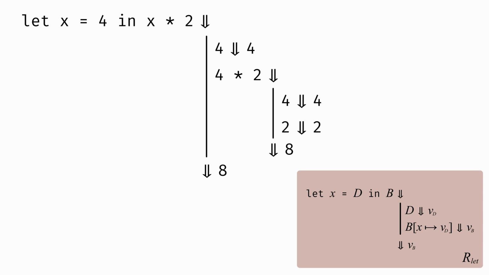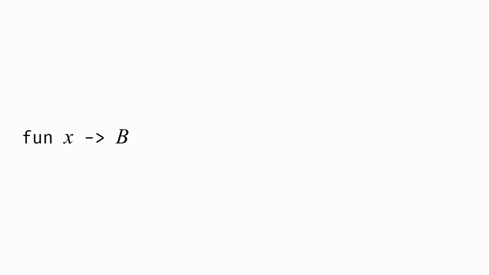Let's take a look at the case of functions now. Remember that in a functional programming language, a function is just a value. So if we have a function expression with an argument x and a body b, it just evaluates to itself. It's already a value. This is our fun rule for functions. What's more interesting is what happens when we try to evaluate the result of applying a function.